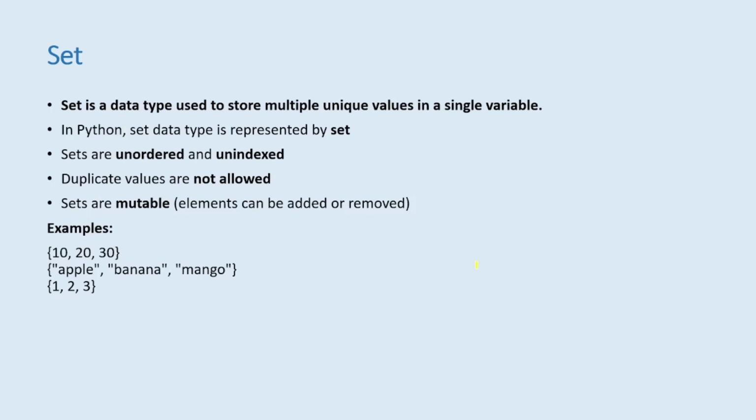Sets are unordered. That means the values in the set do not have any order. Since they do not have any order, they don't have fixed indexes. So sets are unindexed also. Sets do not allow duplicate values. Even if you try adding duplicate values, when you print the set, it will possess only a single value for that. It will not allow the duplicate values. Sets are mutable, which means elements can be added to the set, and elements can be removed from the set.